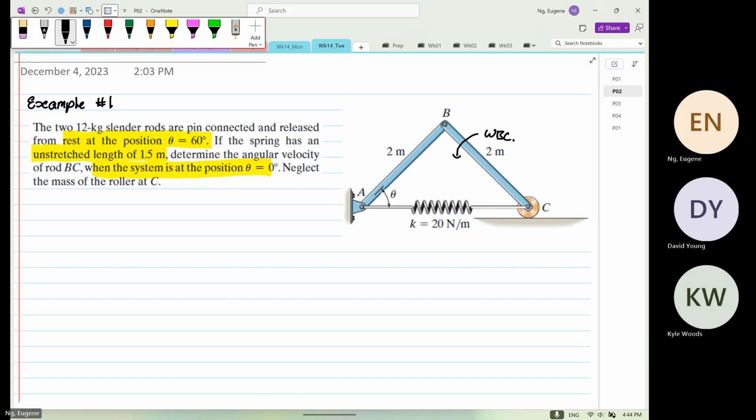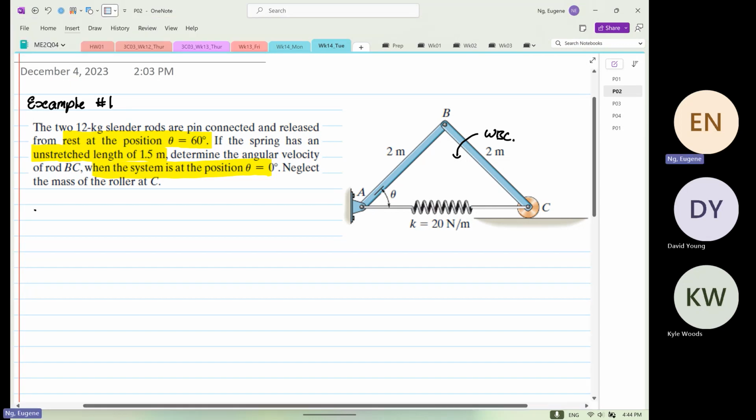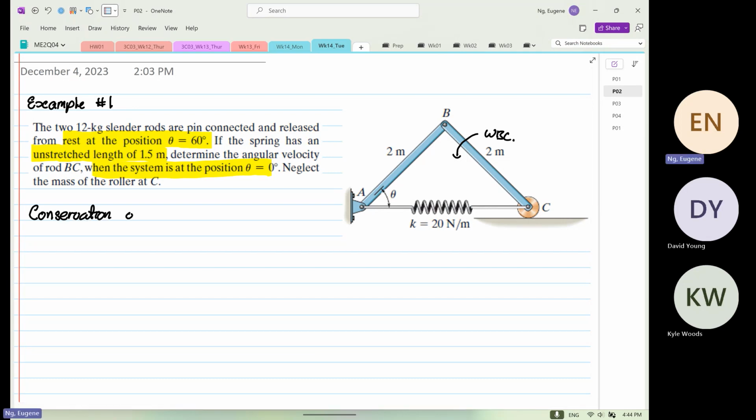So we know that we are going to apply conservation of energy, T1 + V1 is equal to T2 + V2. So you have to define 1 being theta is equal to 60 degrees, and the subscript 2 means theta is equal to 0 degrees.